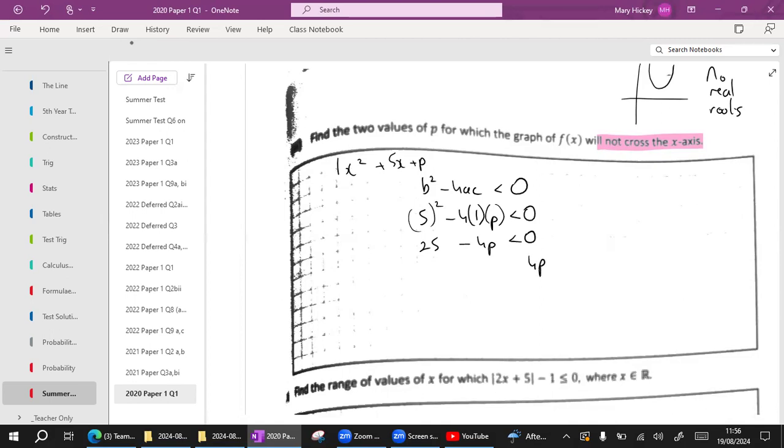Now, to minimize any hassle about signs, I normally rearrange to make the variable positive. Now, it's going to be 25 divided by 4. So that goes in 6 1/4 times. Now, p has to be bigger than 6 1/4.